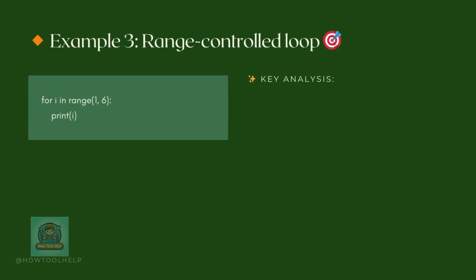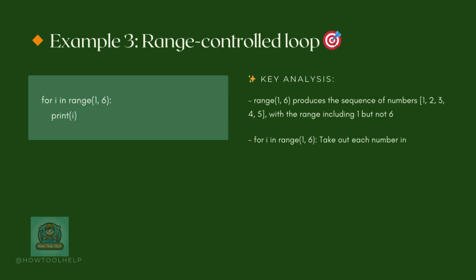Example 3. Range-controlled loop. The range(1, 6) function generates a sequence of numbers from 1 to 5, inclusive of 1, exclusive of 6. The for loop iterates over each number in the sequence and assigns it to the variable i. Inside the loop, print(i) prints each number in the sequence.